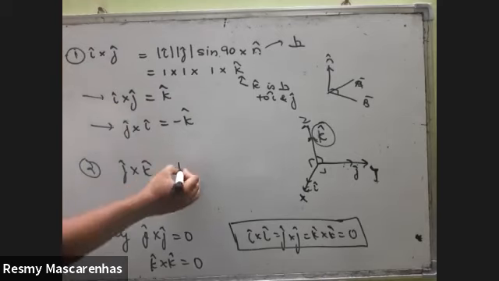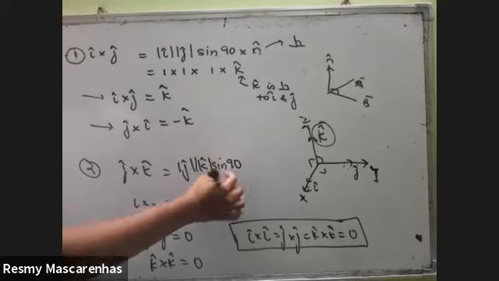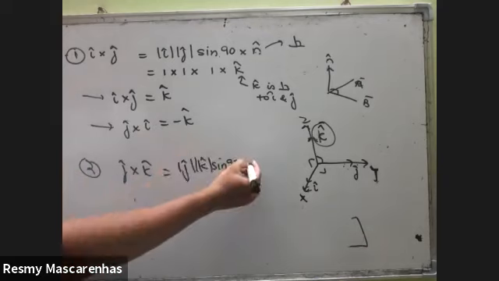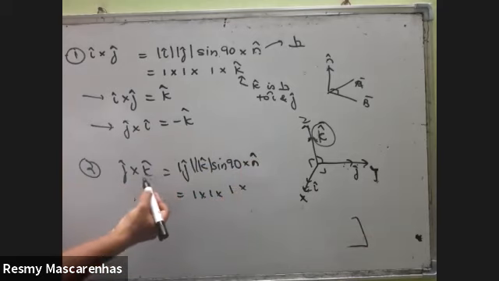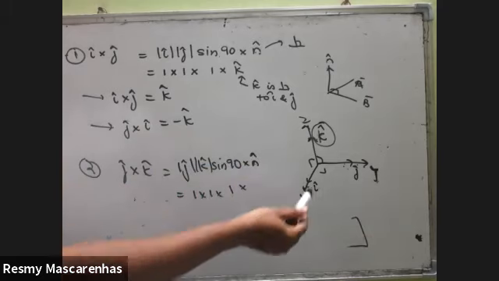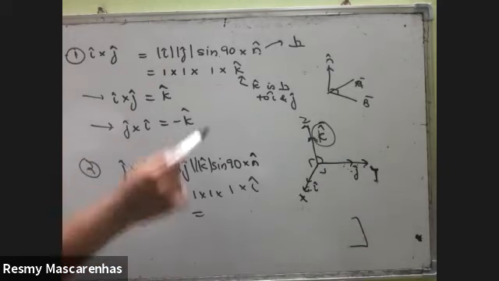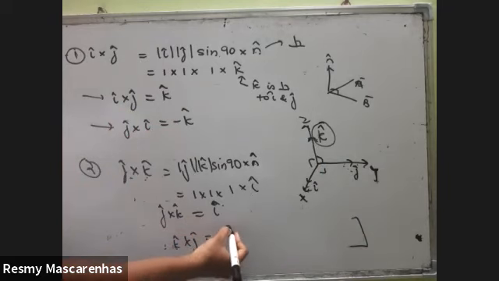Just use the basic formula: magnitude of j, magnitude of k, sine. Definitely this is 90 degrees now, and this is n cap first only: 1, 1, 1. Now which is the one which is n cap perpendicular to j and k? The one which is perpendicular to j and k is i. So you have to use the letter which is not there here. So j cross k is i. Therefore, k cross j, if I want to find ulta, will be equal to minus i.